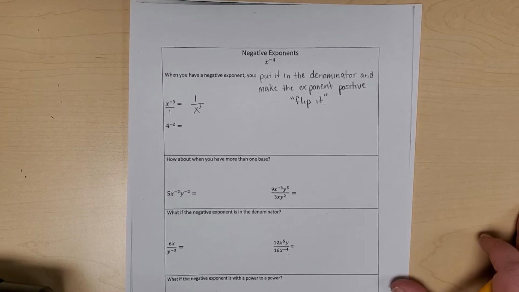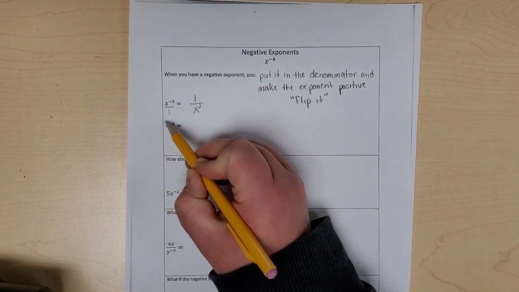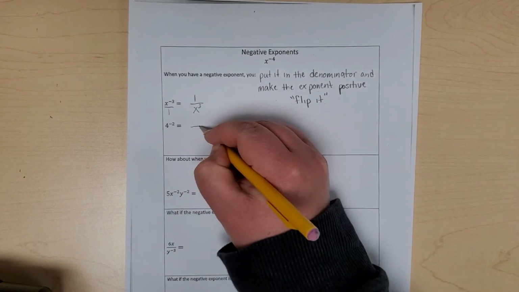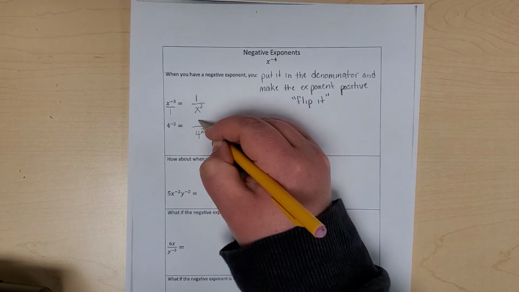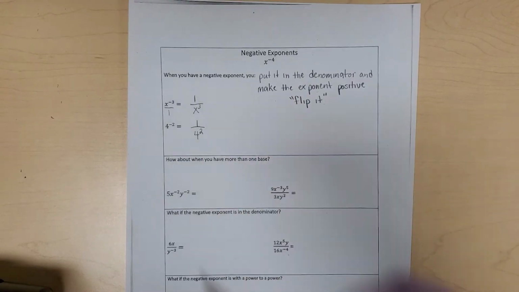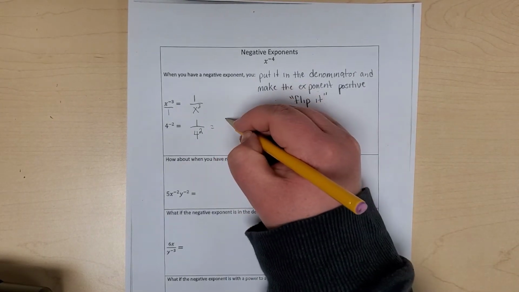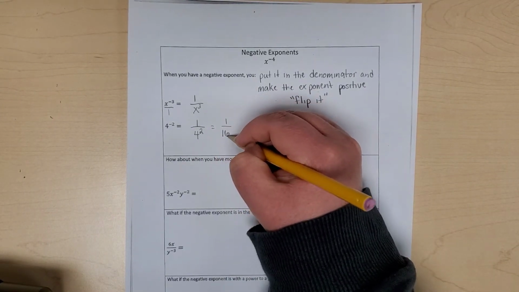That would be simplified. This other one, on the other hand, I have 4 to the negative second, which again, if I wanted to make the exponent positive, I would make it 4 squared on the bottom. Again, I need a 1 up top. But 4 squared simplifies to 16, so this is the same thing as 1 over 16.